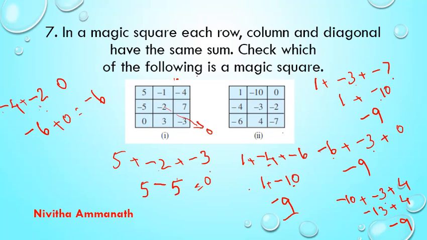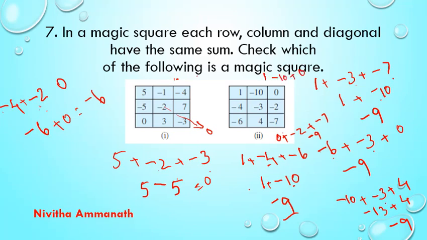Next, 0 plus minus 2 plus minus 7. So how to do? 0 plus minus 2 plus minus 7 means two negative integers, so you have to add, 9. Then you have to put the sign of minus, that is minus 9. Then you have to add the row wise. 1 minus 10 plus 0.